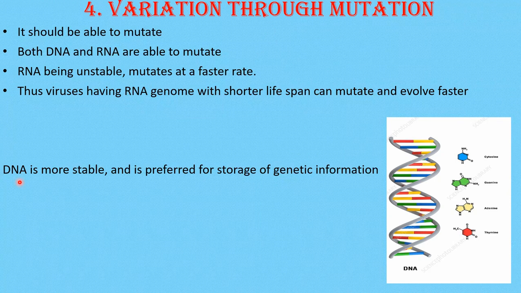So which is more stable? DNA is stable. Which is more reactive and catalytic? RNA. Which one mutates very fast? RNA mutates very fast, because it has a very short lifespan.